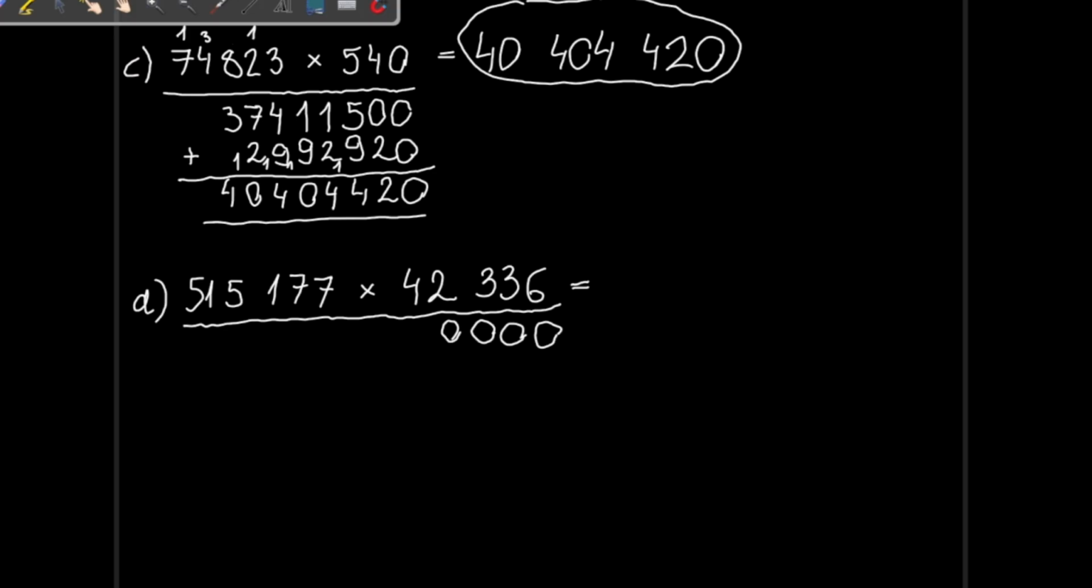4 times 7 is 28. And again, 4 times 7 is 28 plus 2 is 30. 30, 4 times 1 is 4 plus 3 is 7. 4 times 5 is 20. 4 times 1 is 4 plus 2 is 6. And 4 times 5 is 20. Alright, that's a big number.